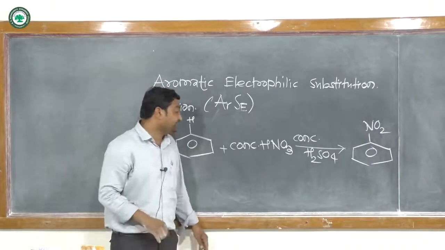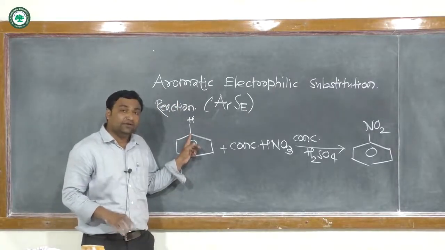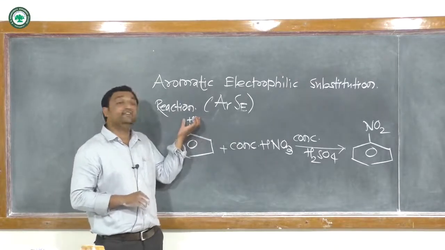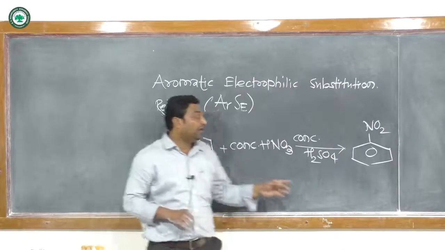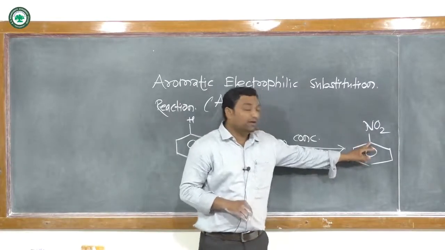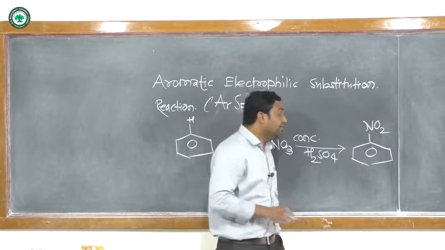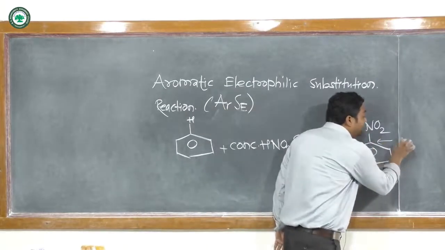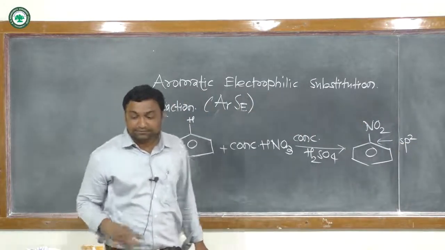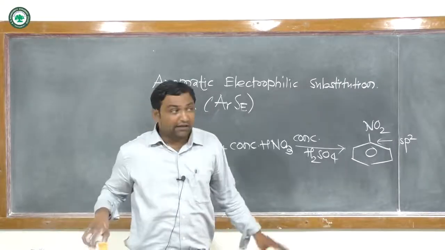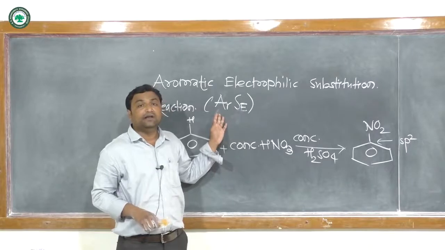In this reaction, the hybridization of the carbon atom from which we have replaced this hydrogen atom and the hybridization of the carbon atom on which the nitro group is present is the same, that is, it is sp2. Now, this is all about the substitution reaction and its types.